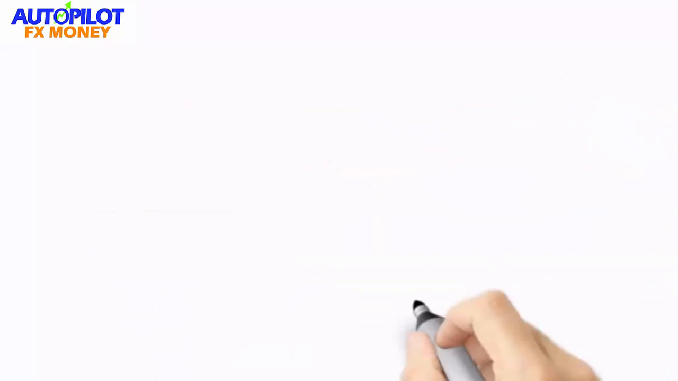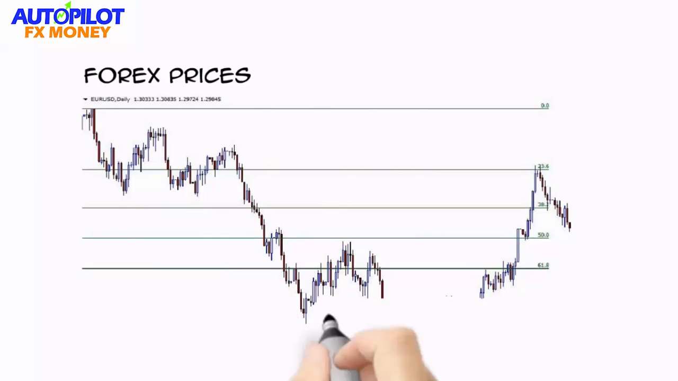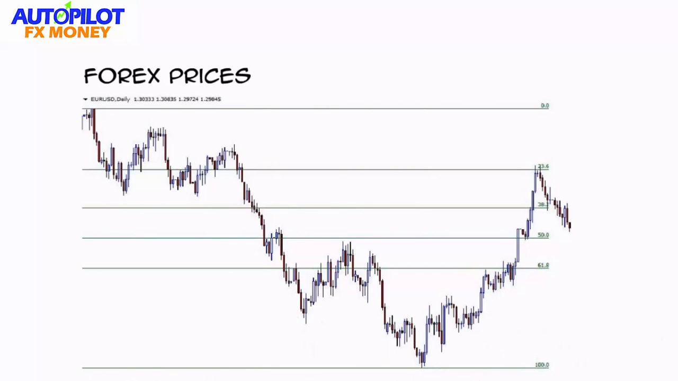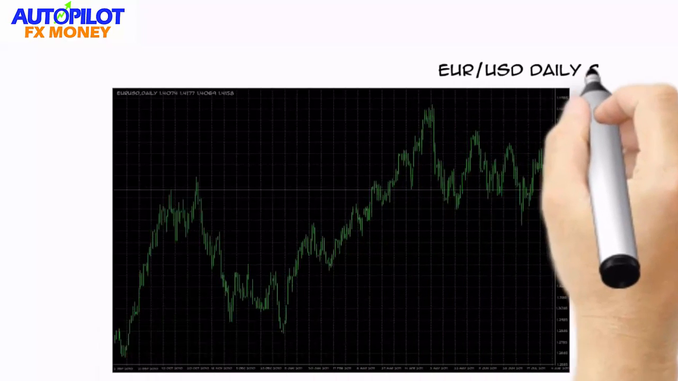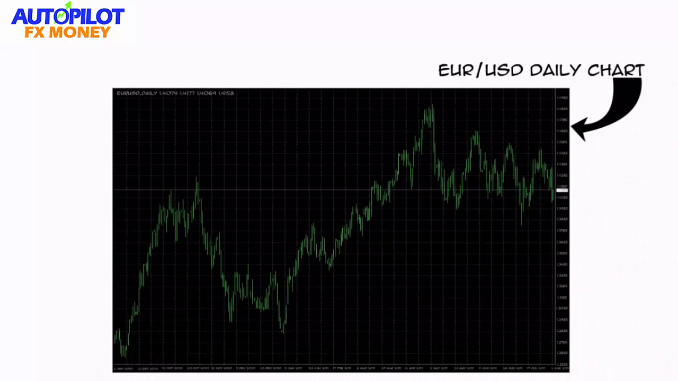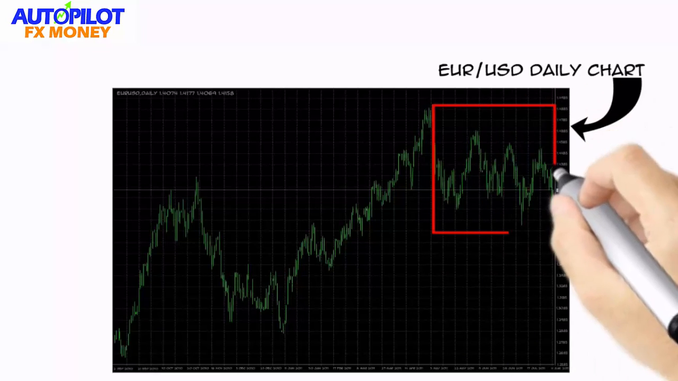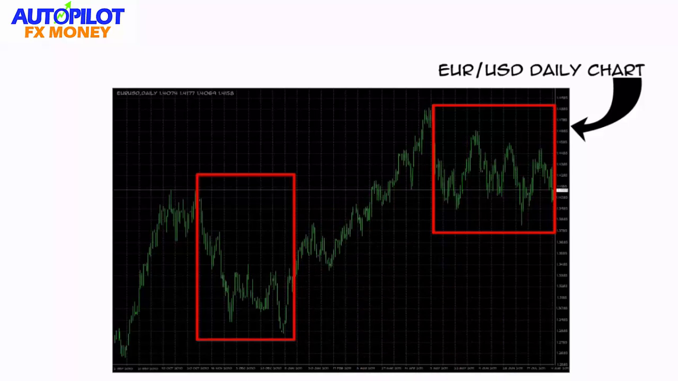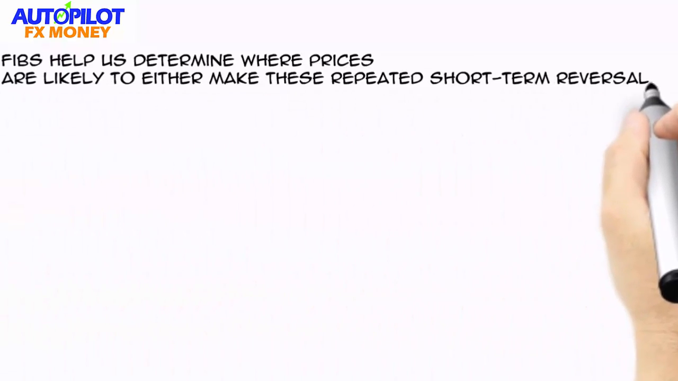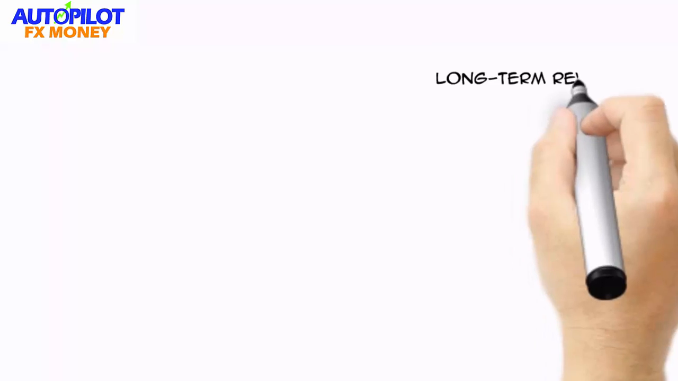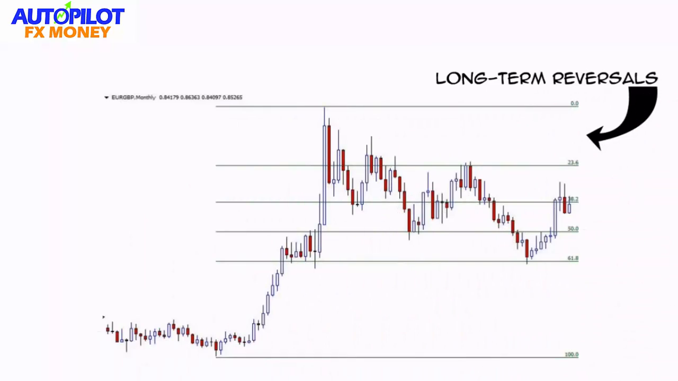As in any financial market, Forex prices don't move straight up, down, or sideways. Instead, they zigzag within their overall longer-term trends as markets test recent short-term support and resistance. For example, in the period covered in the Euro-US dollar daily chart below, note not only the retracements within the overall uptrend, like May to early August 2011 on the right side of the chart, or October to November 2010 on the left side of the chart, but also the smaller, shorter-term reversals within these longer-term reversals. Fibs help us determine where prices are likely to either make these repeated short-term reversals as they zigzag within their longer-term trend, or make a longer-term reversal.